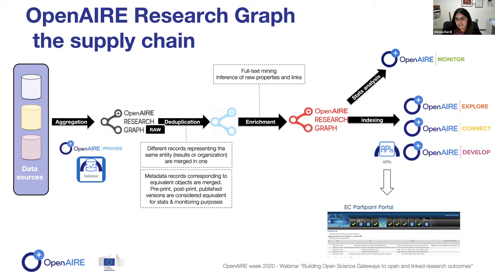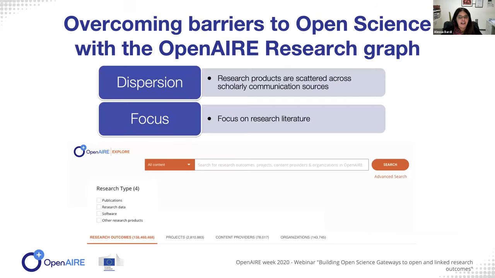So OpenAIRE Explore, OpenAIRE Connect, and our API, OpenAIRE Develop, which has many, many clients. And the most important, I would say, is the participant portal. So every time you use Sigma, you also use one of the OpenAIRE services that are built on top of the OpenAIRE research graph. And thanks to the OpenAIRE research graph, we already addressed two important barriers to the open science implementation. And one is the dispersion of research products. As I said at the beginning, they are scattered across sources. But thanks to the graph, we have one place where we can have them all together.